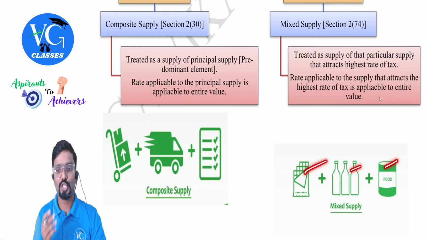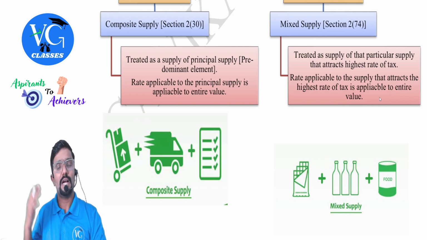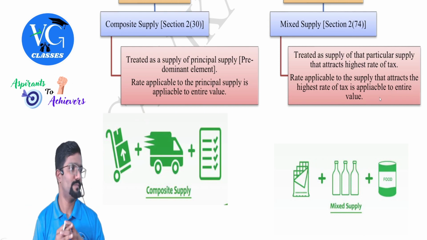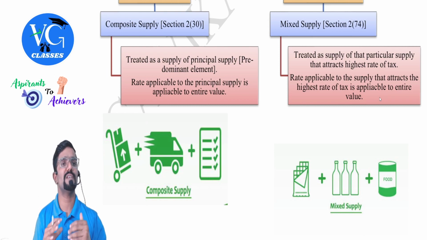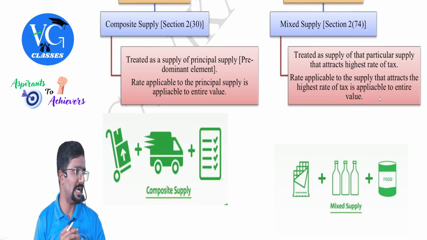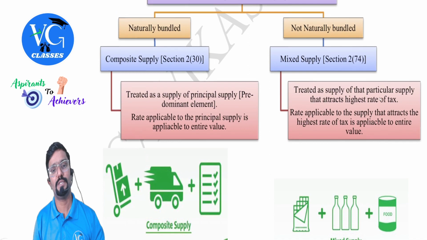Clear? Same way, coming to this. Sir, chocolate, beverages and food is supplied as a combo. Is it a mixed supply or a composite supply? Mixed supply, because they are not naturally bundled.